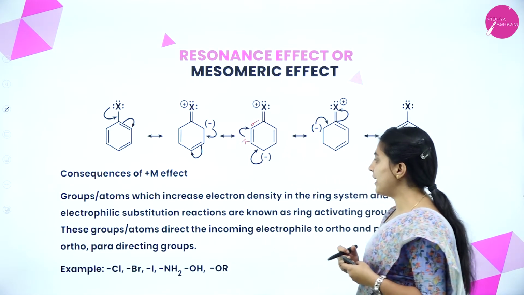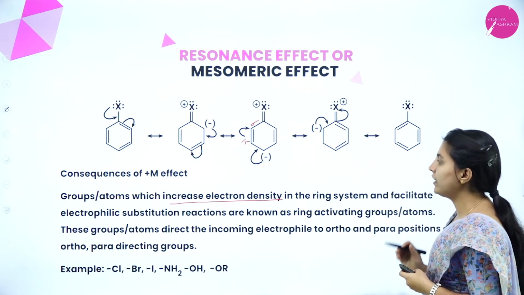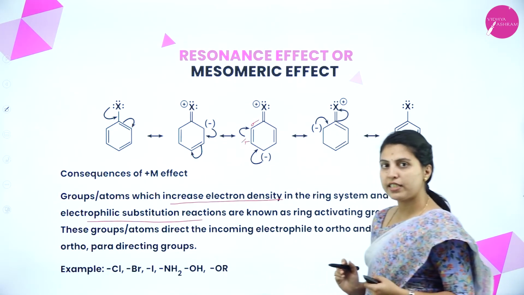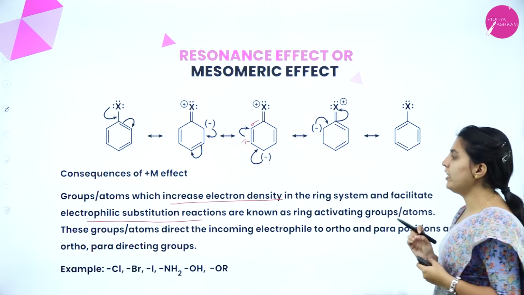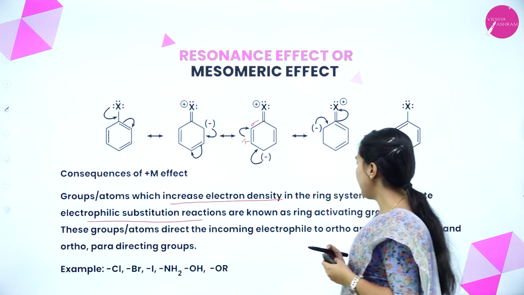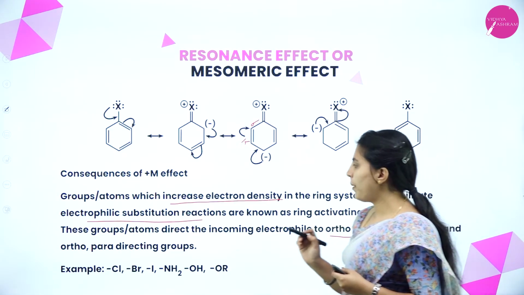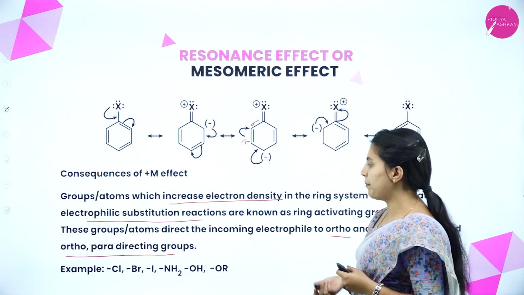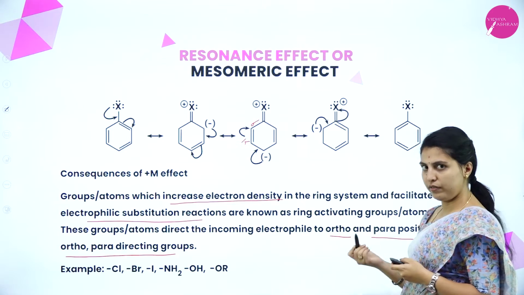Groups or atoms which increase electron density in the ring system and facilitate the electrophilic substitution reaction are known as ring activating groups. These groups direct the incoming electrophile to ortho and para positions. So, they will be called ortho-para directing groups. Examples are chloro, bromo, iodo, amino, hydroxy and alkoxy.